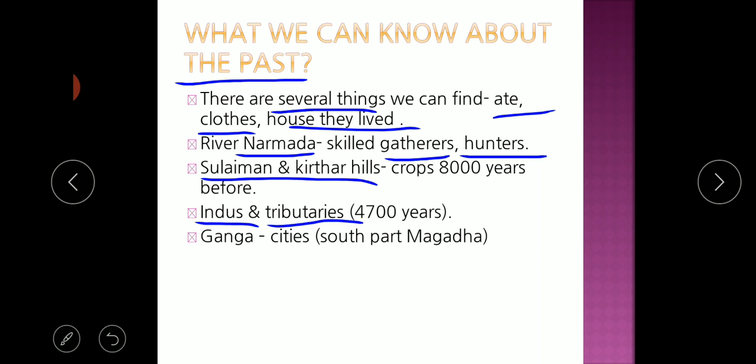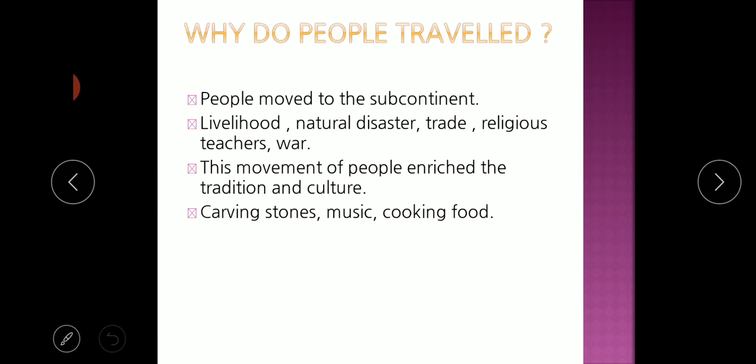At the bank of the river Ganga, they formed cities for living. Because what does a city mean? Trading. They started to trade. The south part of the Ganga region is called Magadha. And why did people travel?